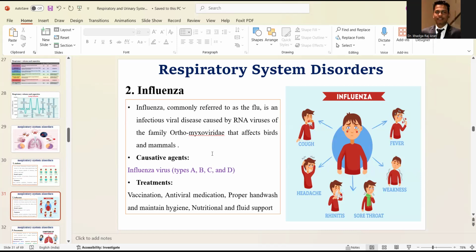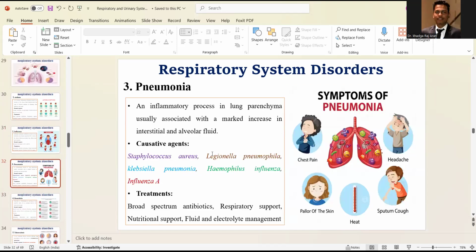So how can we treat this influenza? By vaccination. Otherwise, we can give some antiviral medications, proper hygiene, that is non-pharmacological treatment, and some nutritional and fluid support. Through that also we can treat this influenza.